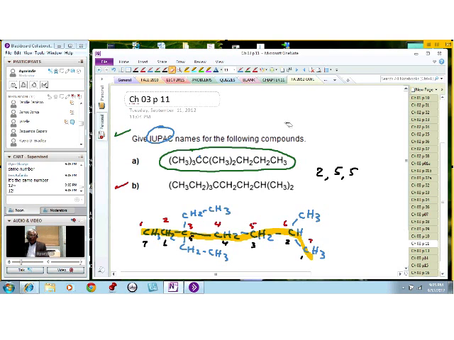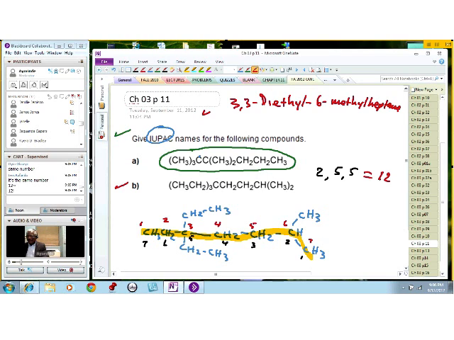Okay, very good. Now this is a very important question. Actually, the name that we have, 3,3-diethyl 6-methyl heptane, I think this is correct. I will tell you why. This is correct because if you add 3 plus 3 plus 6, it is 12. If you add 5 plus 5 plus 2, it is 12.